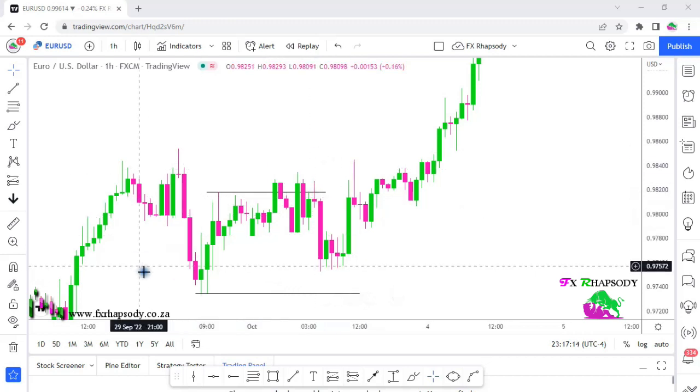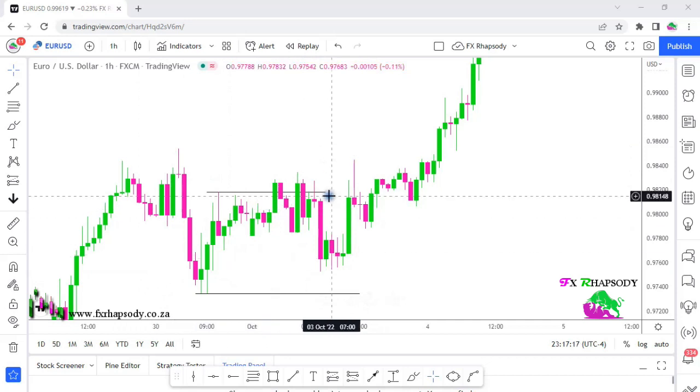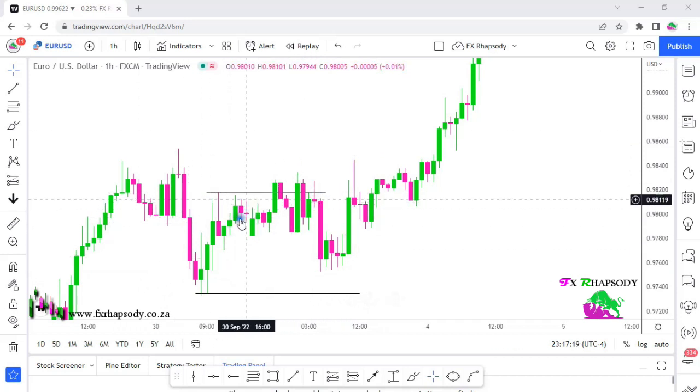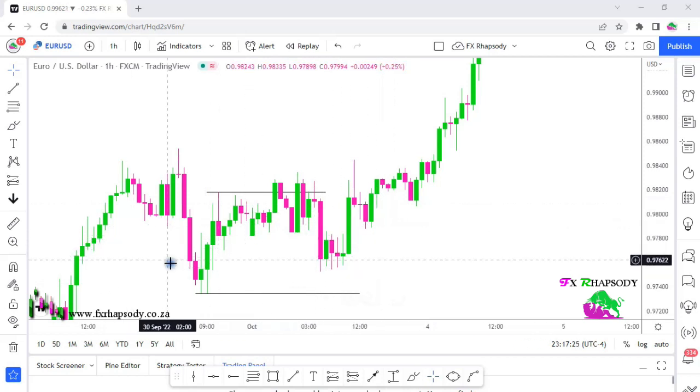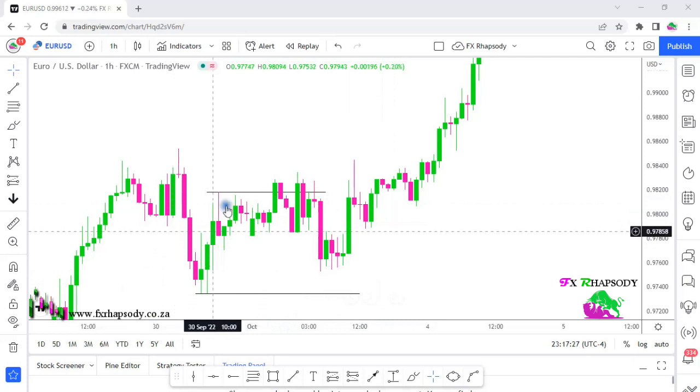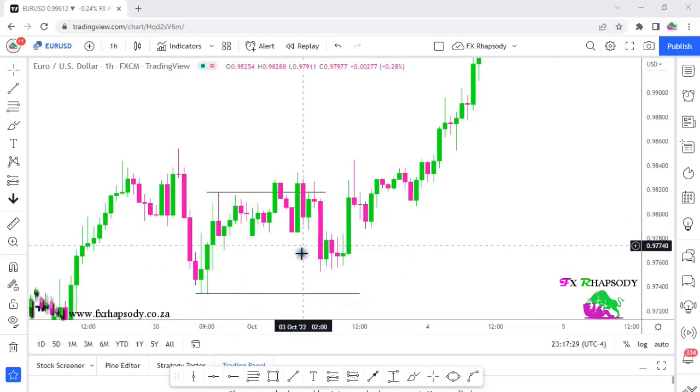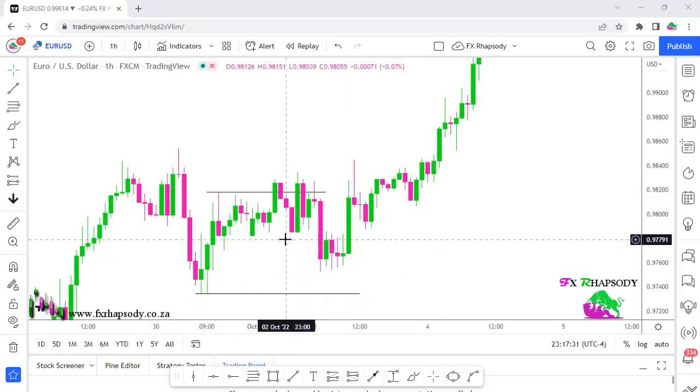Okay, so let us hit the charts. So, risk management and entering and exiting trades and all that kind of things. I've had a couple of people asking me, especially when it comes to your Fibonaccis, where do I exit? Is it the right direction? And all that kind of things.